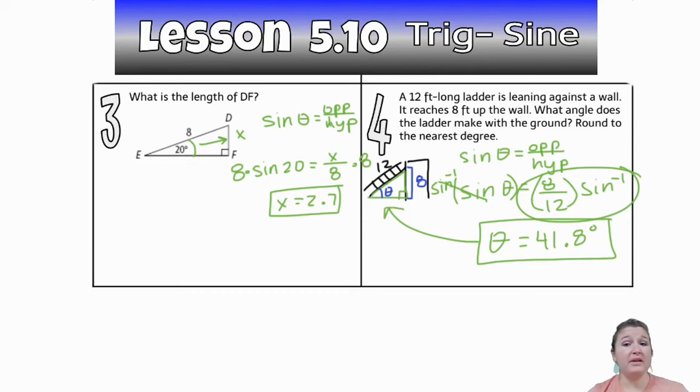All right. So big key thing, make sure you remember that sine is the opposite over the hypotenuse. And so just keep remembering that, keep writing it down. We're going to practice it a lot. And now it's time for you to practice on your skill check.